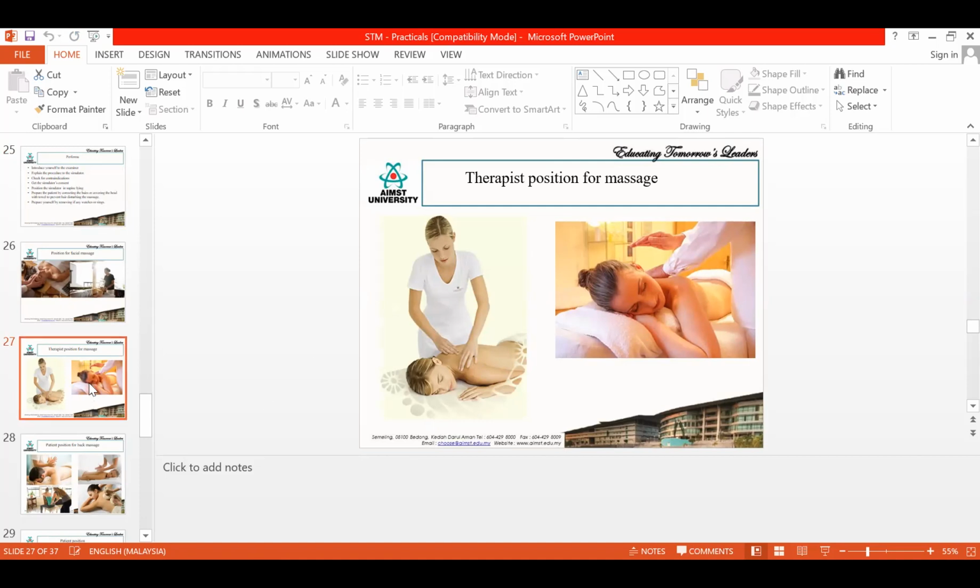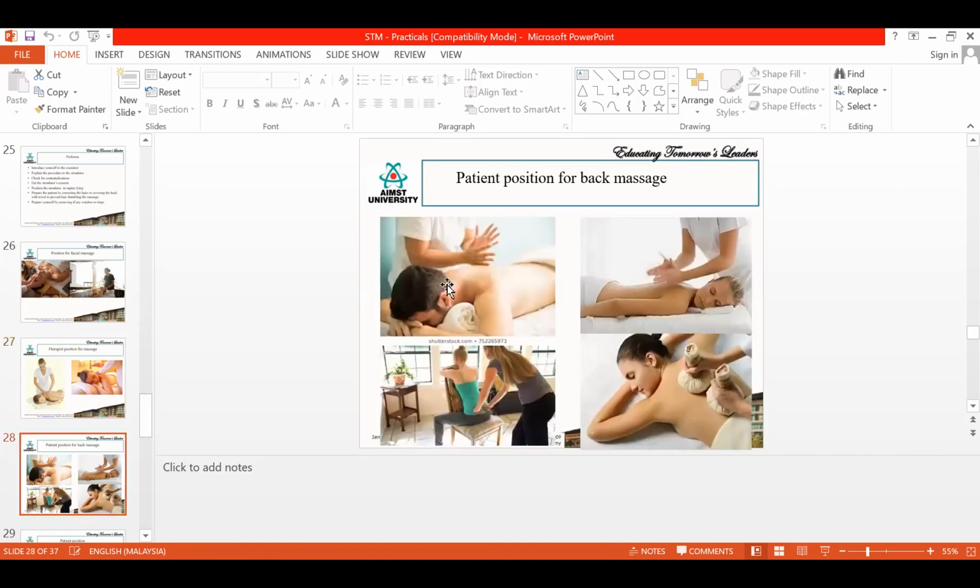You can see, either you can turn the head to one side, or if the cot has a gap for the face, then you can open the gap and make the patient completely prone, like this. Complete prone you can make the person be, and you can open up the space for breathing. Or this position, or this position. So this is for your back massage.